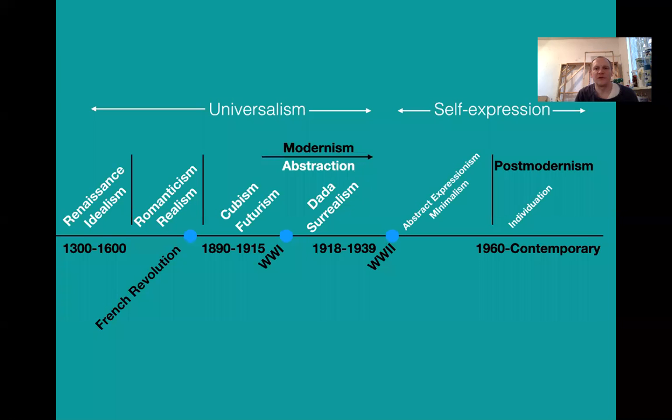Okay, let's look at this updated mini timeline. About 1300 to 1600, we've got Renaissance and idealism. Then we've got Romanticism and realism and Cubism and futurism, kind of Dada and Surrealism, and we could all kind of put that under the umbrella of kind of seeking for a universal message for kind of a lot of audiences. After World War II, that's when we see things kind of switch over to self-expression in a much more major way, where we've got abstract expressionism and minimalism, and then finally postmodernism, which is that sort of individuation from about 1960 to the contemporary.